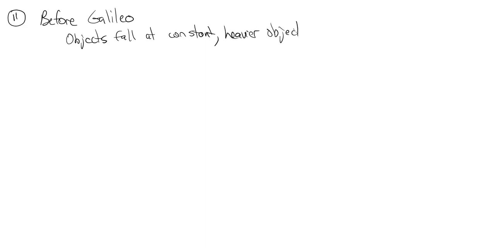So before Galileo, people thought that the correct answer there is B. They thought that objects fall at a constant rate. However, heavier objects fall faster. That is not the case now. What we know now is that was what we thought before Galileo. Now, what we know to be true is C, that all objects accelerate at the same rate when falling.